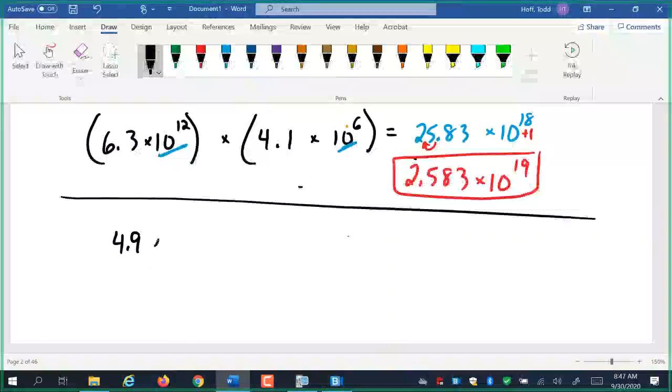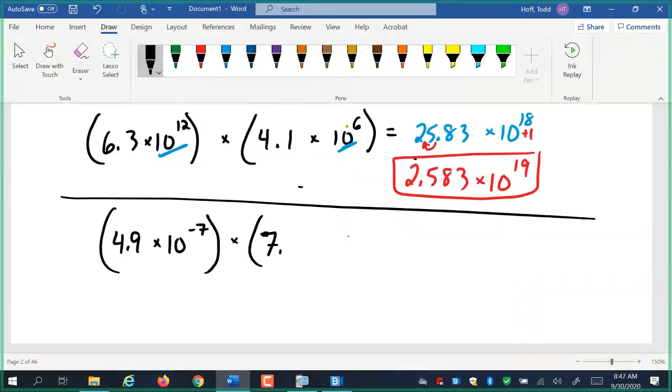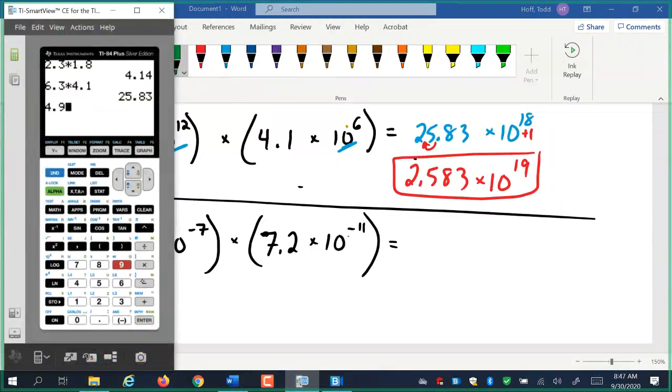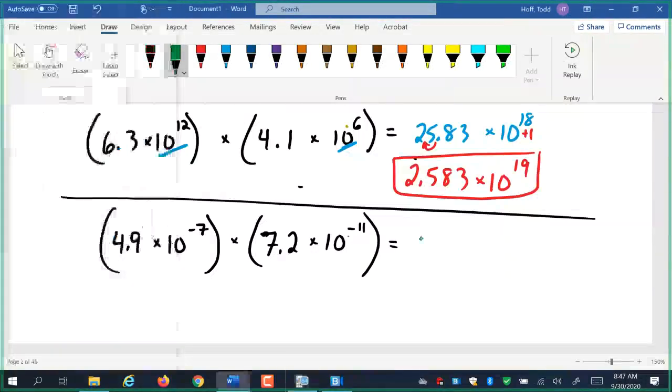Let's do something like 4.9 times 10 to the negative 7th times 7.2 times 10 to the negative 11th. So again, we don't care that we have different names. We're going to combine our counts. 4.9 times 7.2, 35.28.